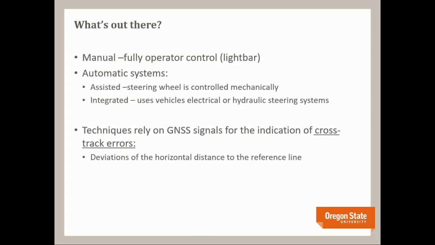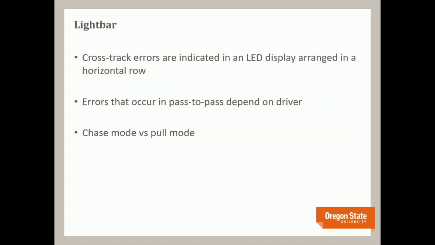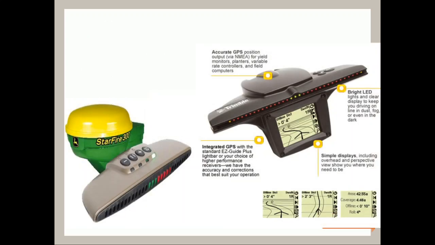What's out there? Manual fully operated control, light bar, automatic system. Assisted steering: the steering wheel is controlled mechanically. Integrated systems use the vehicle's electrical and hydraulic steering system. The technique relies on GNSS signals for the identification of cross-track error, the deviation of the horizontal distance to the reference line. With a light bar, cross-track error is indicated in an LED display arranged in a horizontal row. Error that occurs in pass to pass depends on the driver, chase mode versus pull mode.